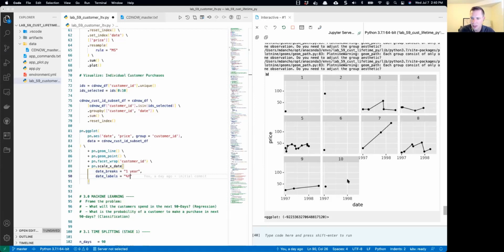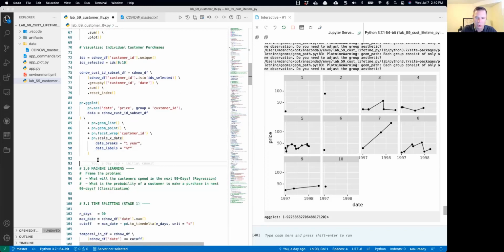They left. They might have went to a competitor. They might have just lost interest. Who knows? But that's what we want to try and prevent. So that's the buying behavior that we can analyze, and we're going to use machine learning to do that. Okay.